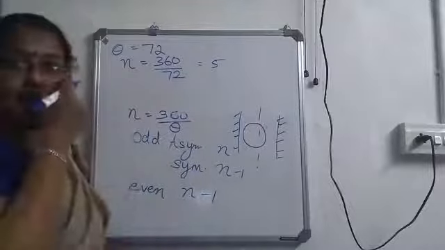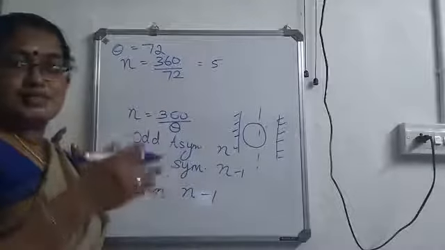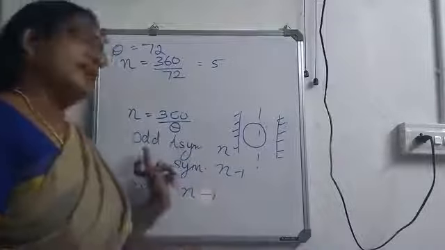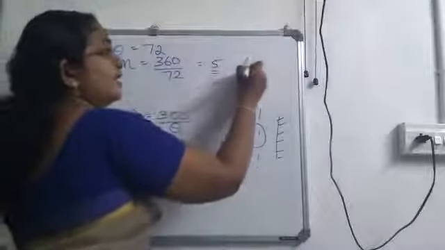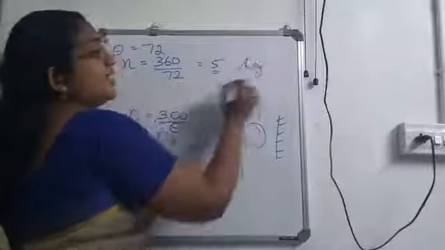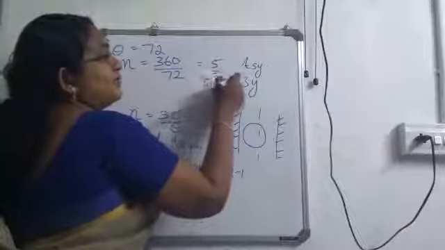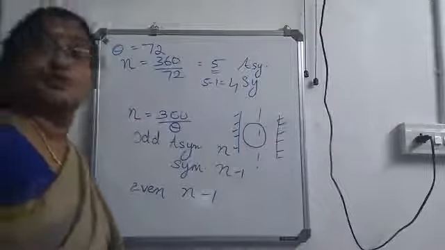So, 5 is an odd number. The next step is to check whether the object is placed asymmetrically or symmetrically. If it is placed asymmetrically, then the number of images will be how much? 5. If it is placed symmetrically, the number of images will be equal to 5 minus 1, which is equal to 4.